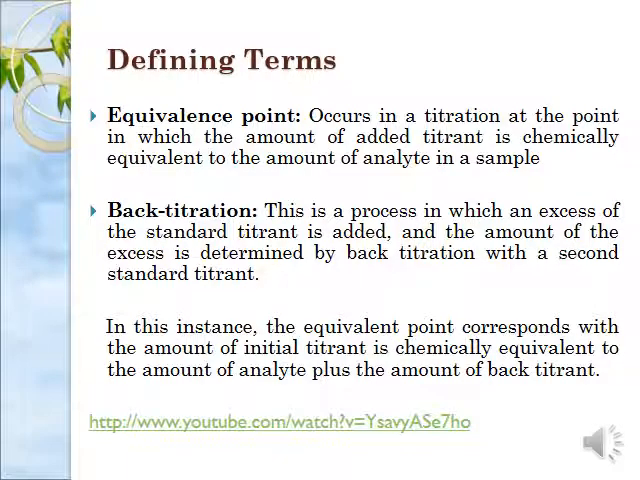The next point would be equivalence point. What does equivalence point mean? It occurs in the titration at the point in which the amount of added titrant is chemically equivalent to the amount of analyte in the sample. What does this mean? It's actually the M1V1 = M2V2 formula. M1V1 is equivalent to number of moles. So the number of moles of the titrant is chemically equivalent to the number of moles of the analyte. That's what it means.